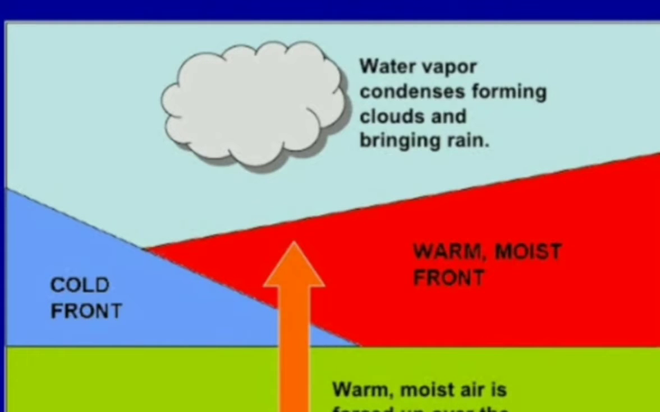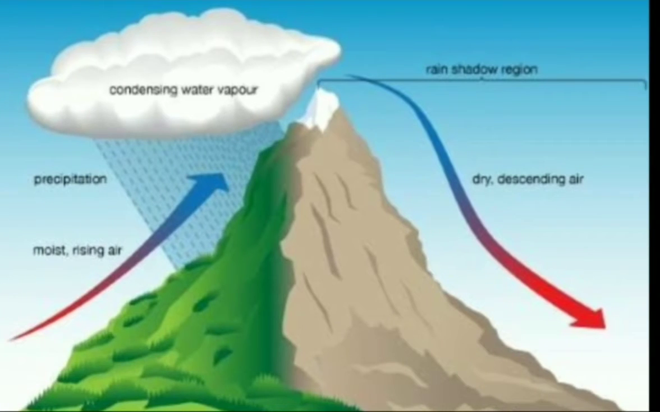After this frontal rainfall, I hope it's clear. Warm air and cold air meet together. Cold air is much heavier, warm air is much lighter, so it is forced to rise up. When the warm air rises, it collects some moisture, makes the clouds, and rainfall occurs, known as frontal rainfall. The next diagram you can see is known as the relief rainfall, also known as orographic rainfall.